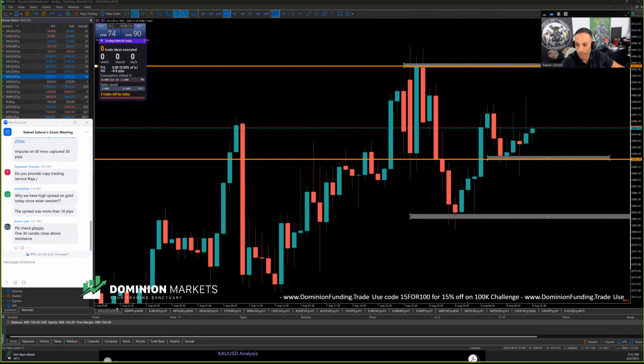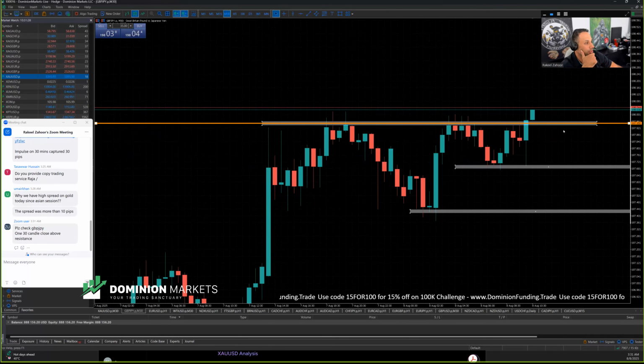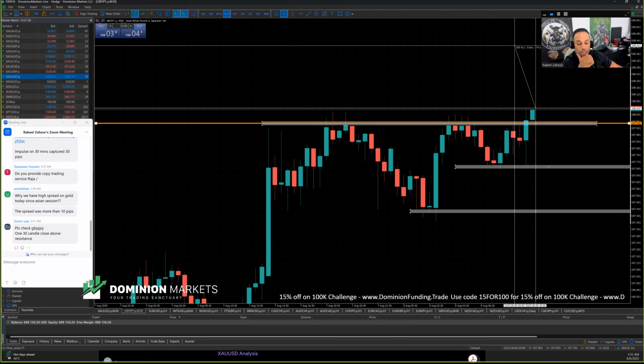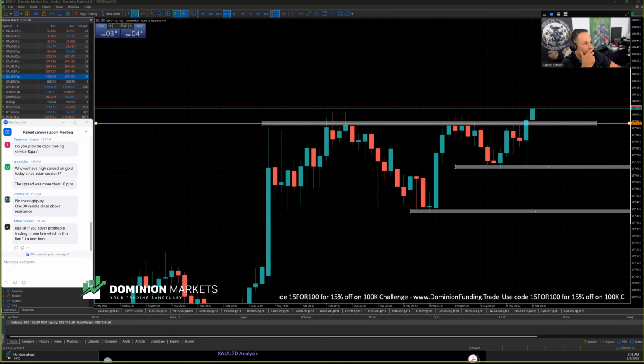Please check GBPJPY 30-minute candle close above resistance. So what I would want to do here is, if we close above resistance, I would want this candle to have a lower wick first. Once it has a lower wick, then if it breaks the high, I would recommend taking a buy. If I was trading pound yen, I would wait for it to wick down first and then continue to push up. That's what I would do.